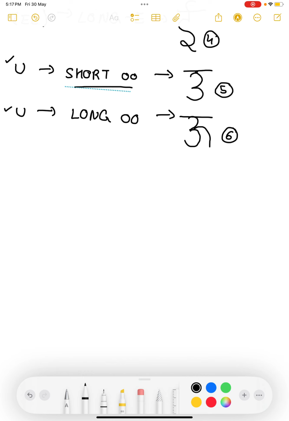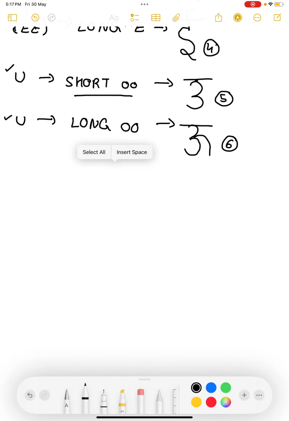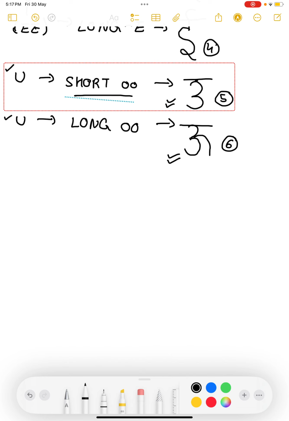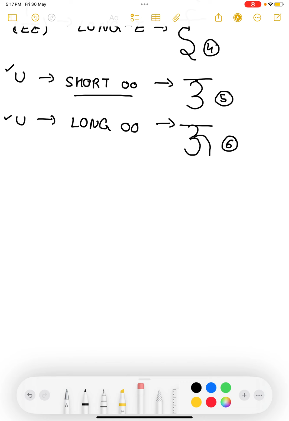This is ooh. So number 5 is short oo, and number 6 is long oo. I'll pronounce these two together. Oo, oo. You see in all these vowels what's going on is the length. How long are you pronouncing them? The length of the sound matters a lot here.